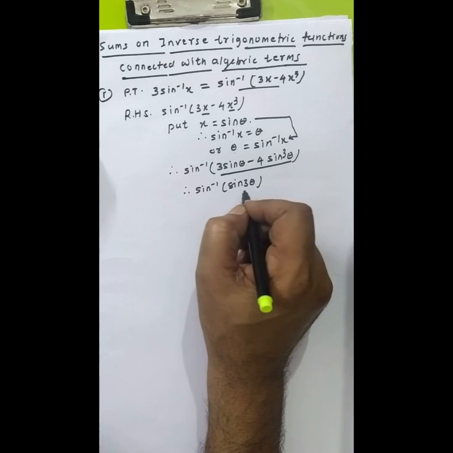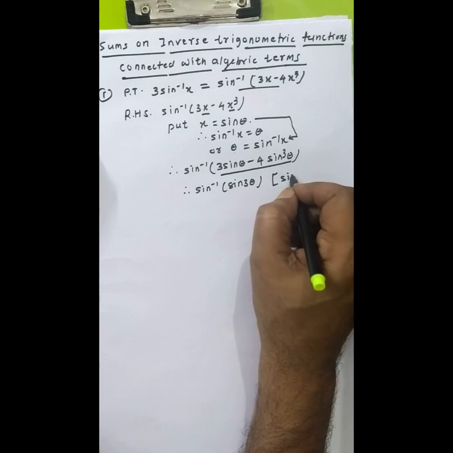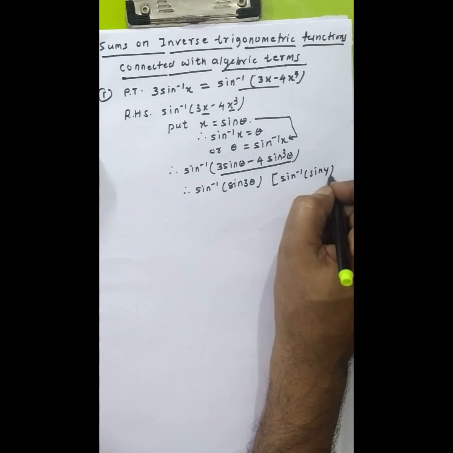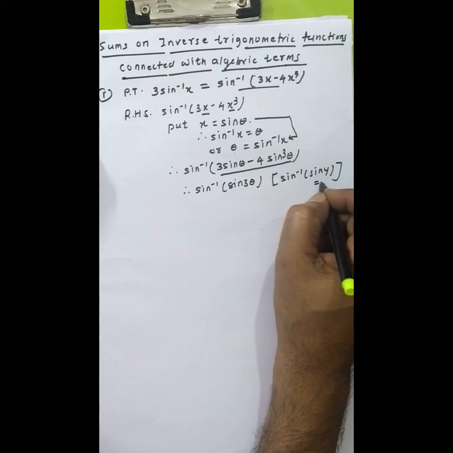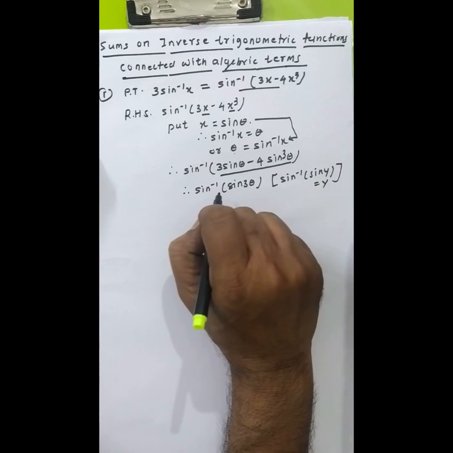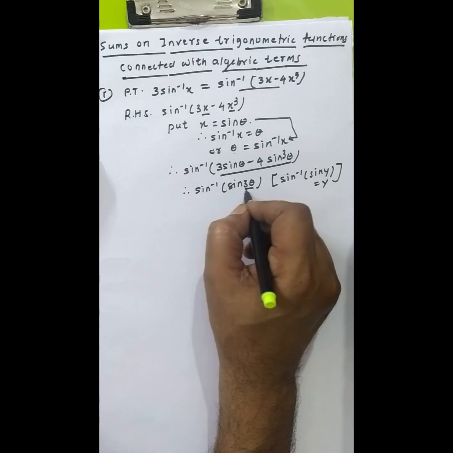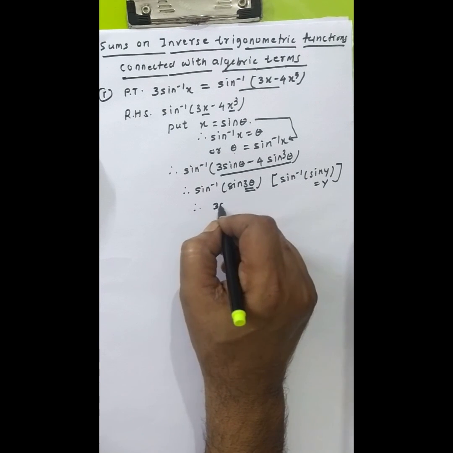Now this whole thing is converted to the form sine inverse of sine y. So what is sine inverse of sine y? Sine inverse of sine y is y. Instead of y it is 3 theta. Therefore sine inverse of sine 3 theta is 3 theta.